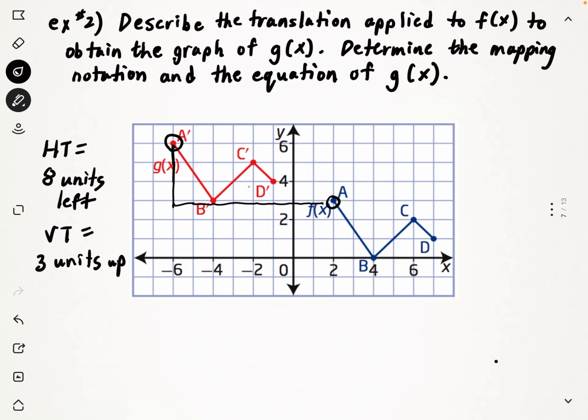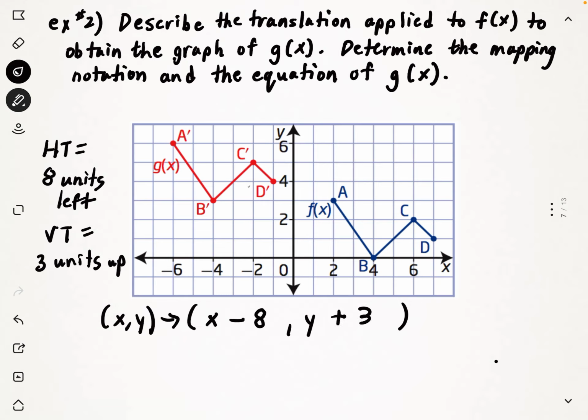Okay, well, that's great. So I have done the first part. I described in words the translations that are happening. Let's take those translations and put them in both a mapping notation and an equation. So in the mapping notation, we have directly the horizontal and vertical translation. So I know if I'm going 8 units left, I should have x minus 8. Remember, to the left is negative, to the right is positive. And my vertical translation is up 3 units, so I have something like this.